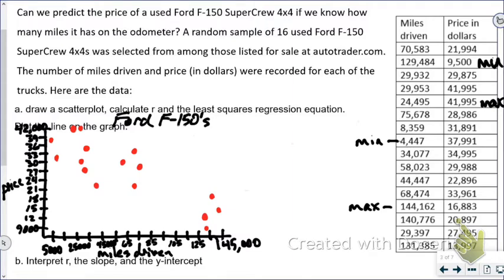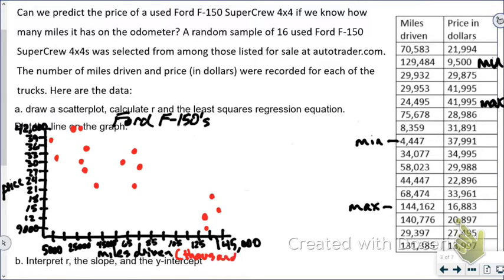On part A, you see it says draw a scatter plot, calculate R and the least squares regression equation, and plot the line on the graph. So I kind of wrote over that part because I needed the space. But we took some time to graph that. And for the sake of space, I stopped writing thousands at the bottom. So when you do your graph, maybe write miles driven, and add a little thousands note.